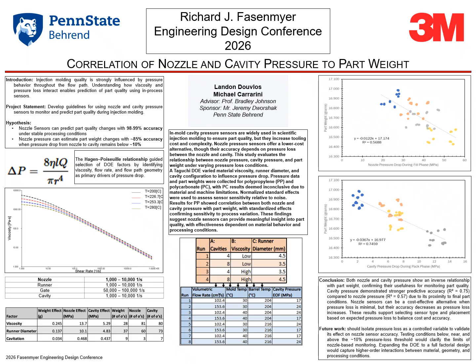A Taguchi DOE varied material viscosity, runner diameter, and cavity configuration to influence pressure drop. Pressure data and part weights were collected for polypropylene and polycarbonate, with polycarbonate results deemed inconclusive due to material and machine limitations. Normalized standard effects were used to assess sensor sensitivity relative to noise.